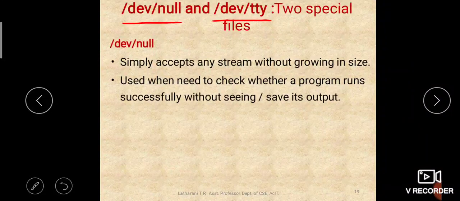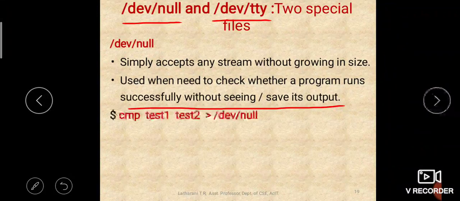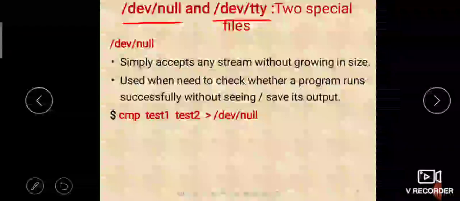It is used when you need to check whether a program runs successfully without seeing or saving its output. If you want to see whether the program runs or not, then you can store all its output and error messages, everything, in this file, and then you can run the program without any problems in between. Okay. So let us see an example. We have seen compare earlier.